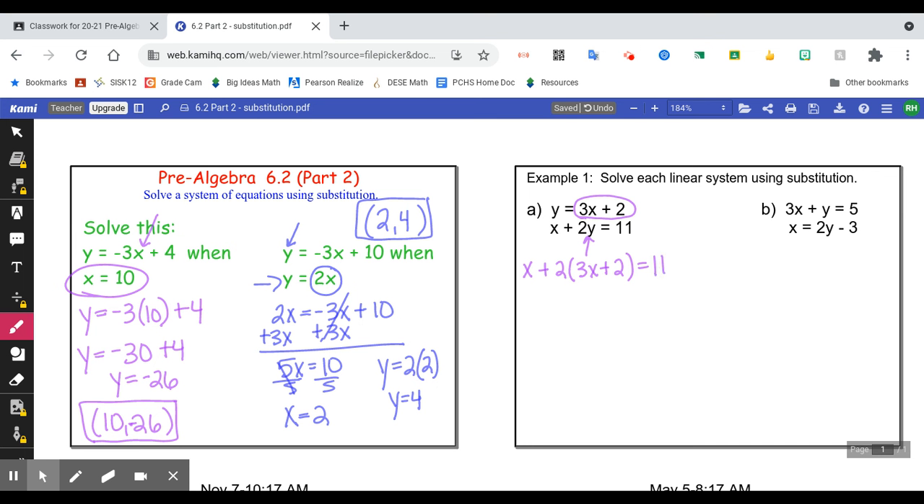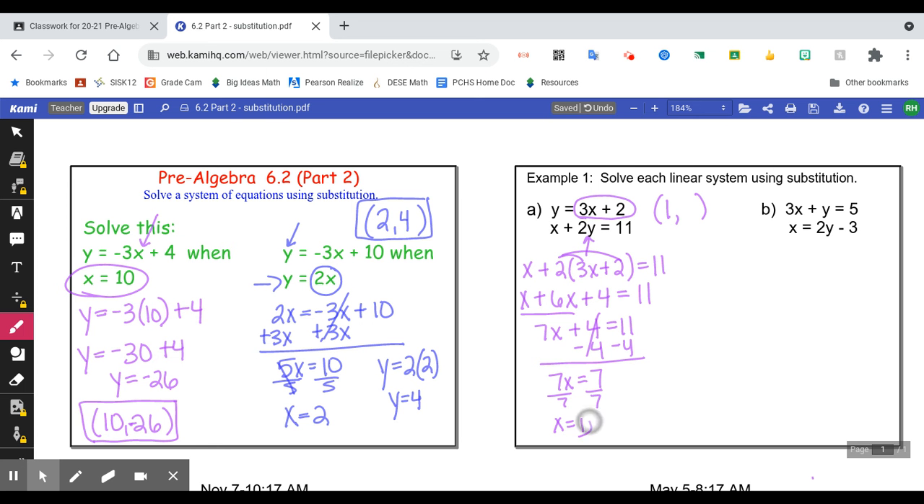This is what our pre-substitution page looked like that we worked on the other day. So I have x plus 6x plus 4, because I'm distributing here, equals 11. These two come together, and I have 7x plus 4 equals 11. Subtract 4 on both sides. That's my two-step equation. And then I have divide by 7. So x equals 1.